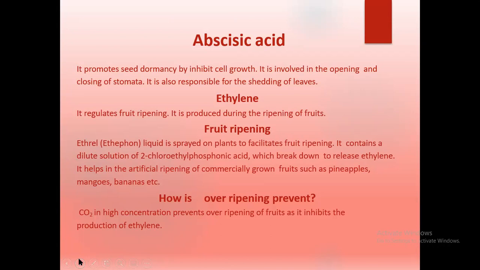Fruit ripening: ethylene liquid is sprayed on the plant to facilitate fruit ripening. It contains a dilute solution of 2-chloroethylphosphonic acid, which breaks down to release ethylene. It helps in artificial ripening of commercially grown fruits such as pineapples, mangoes, and bananas. How is over-ripening prevented? Carbon dioxide in high concentration prevents over-ripening of the fruit as it inhibits the production of ethylene.